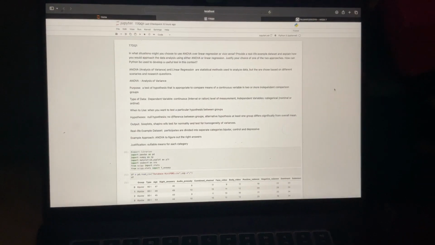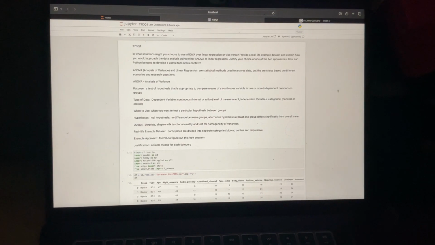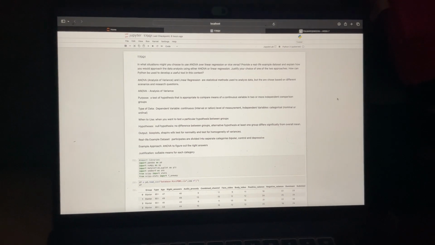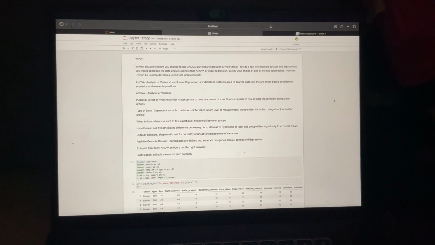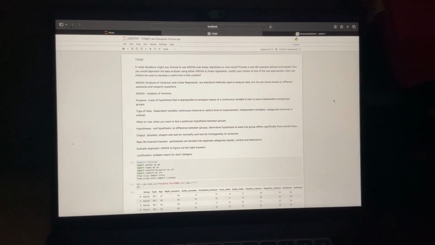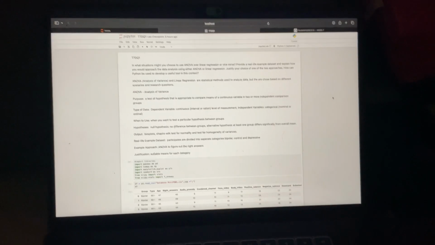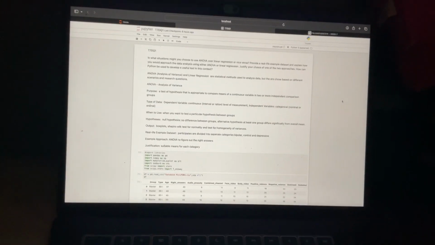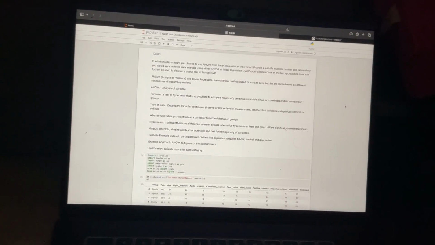So this is the session question for topic 7, session question 1. The question was, in what situations might you choose ANOVA over linear regression or vice versa, and provide a real-life example and explain how you would approach it.